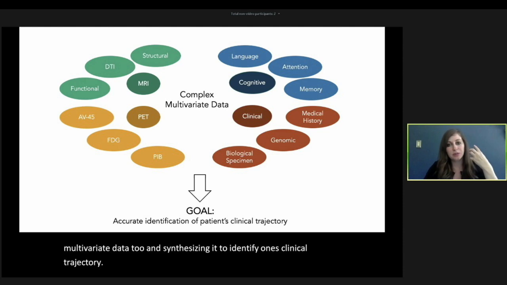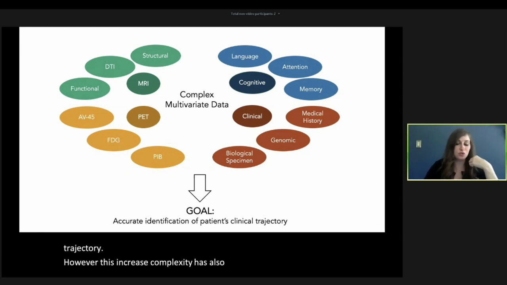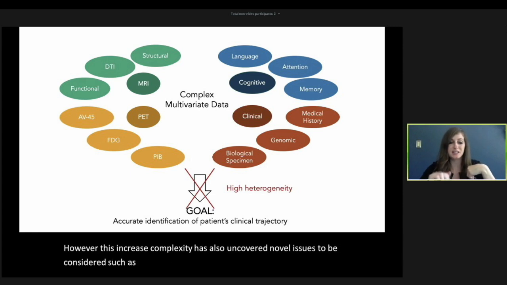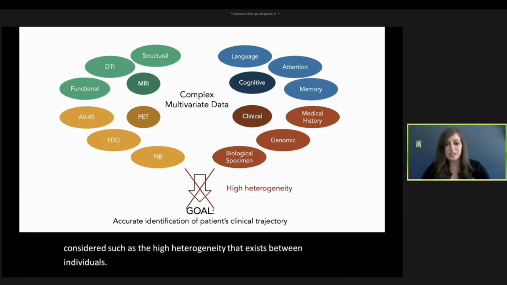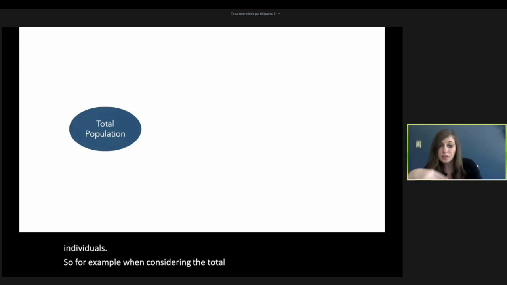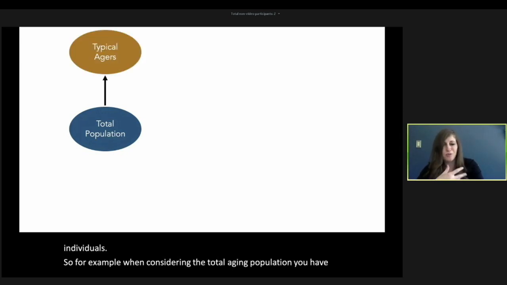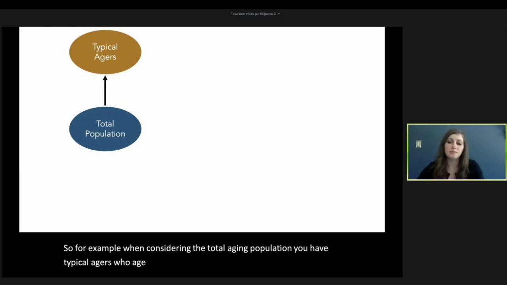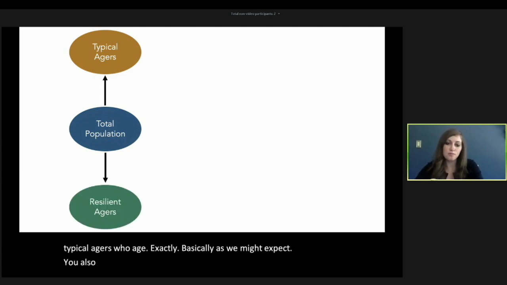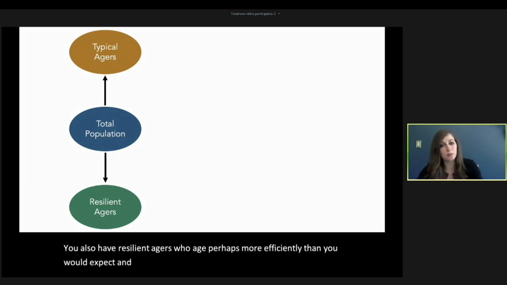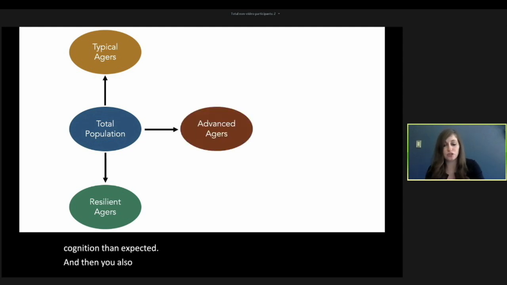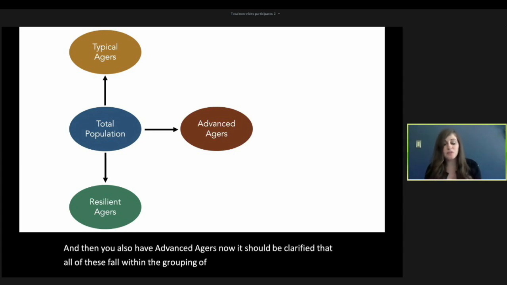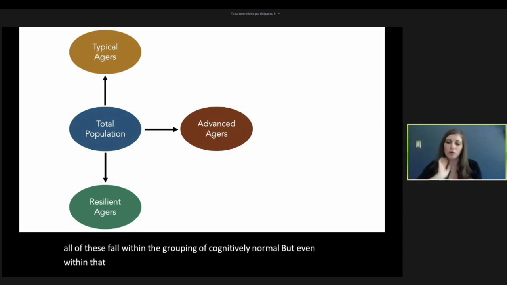However, this increased complexity has also uncovered novel issues to be considered, such as the high heterogeneity that exists between individuals. So for example, when considering the total aging population, you have typical agers who age basically as we might expect. You also have resilient agers who age perhaps more efficiently than you would expect, and they typically have younger looking brains and better cognition than expected. And then you also have advanced agers. Now, it should be clarified that all of these fall within the grouping of cognitively normal, but even within that categorization, we have this heterogeneity.